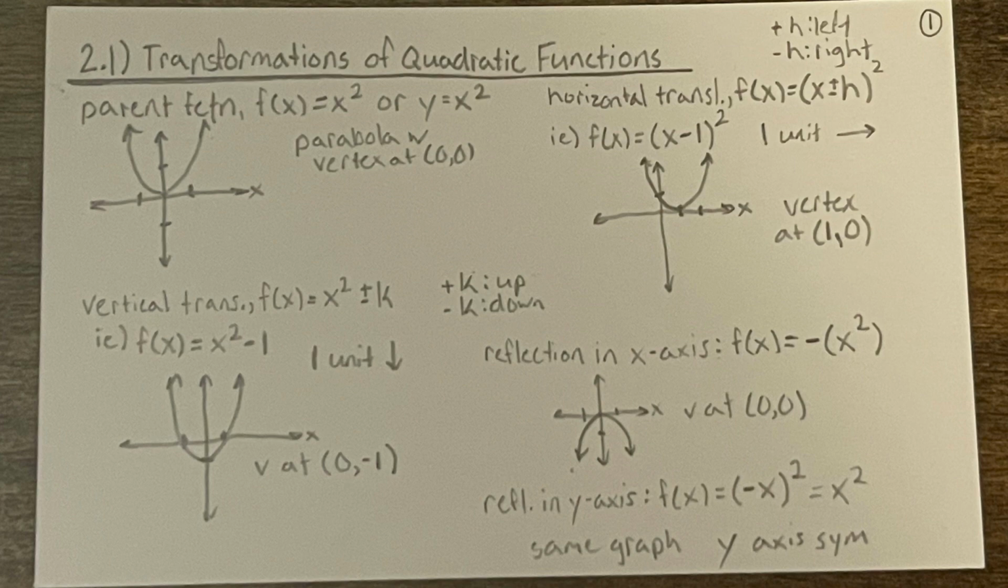A reflection in the y-axis can be done algebraically by replacing x with the opposite of x, resulting in the new function f(x) = (-x)². Since the square of a negative is always positive, this simplifies to f(x) = x². It is the same graph as the parent function because the parent function has y-axis symmetry. Reflecting it in the y-axis results in the same graph.